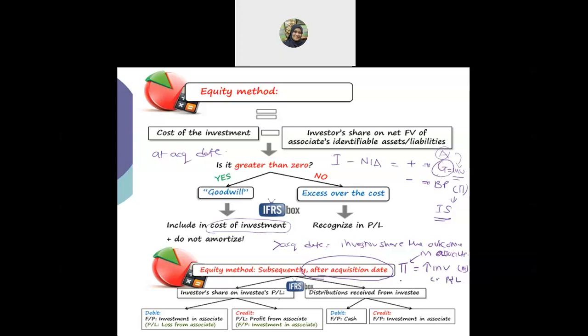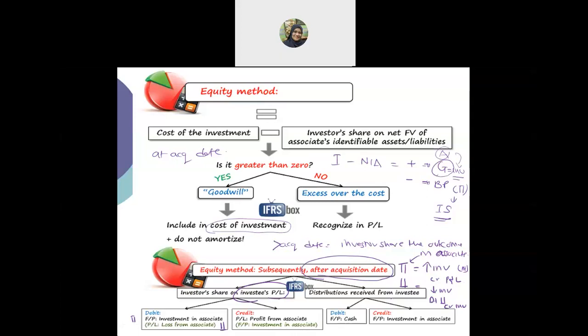Let's say the associate has a loss. It's going to reduce the investment, so you're going to debit loss and then credit investment. So this is what we have here: the investor shares in the investee's P&L. In the case you have a profit, debit investment in associate and credit profit from associate. In the case that you have a loss, debit loss from associate and credit investment in associate.